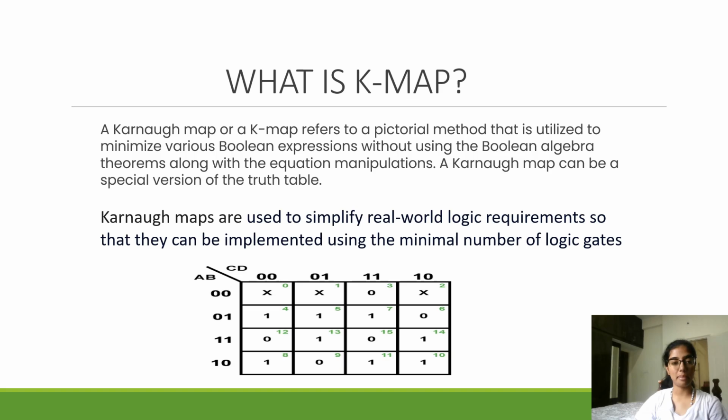Now, what is K-map? K-map is also called as Karnaugh map. It refers to a pictorial method that is utilized to minimize various Boolean expressions without using the Boolean algebra theorems. So it's a type of minimizing the logical algebraic expressions. Now here this is the special version of the truth table. Karnaugh maps are used to simplify real-world logic requirements so that they can be implemented using the minimal number of logic gates. So given below is an example of how we represent a K-map.